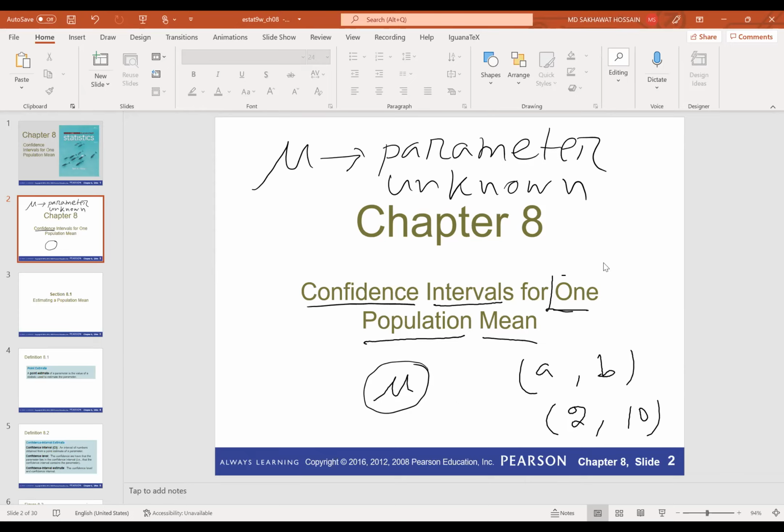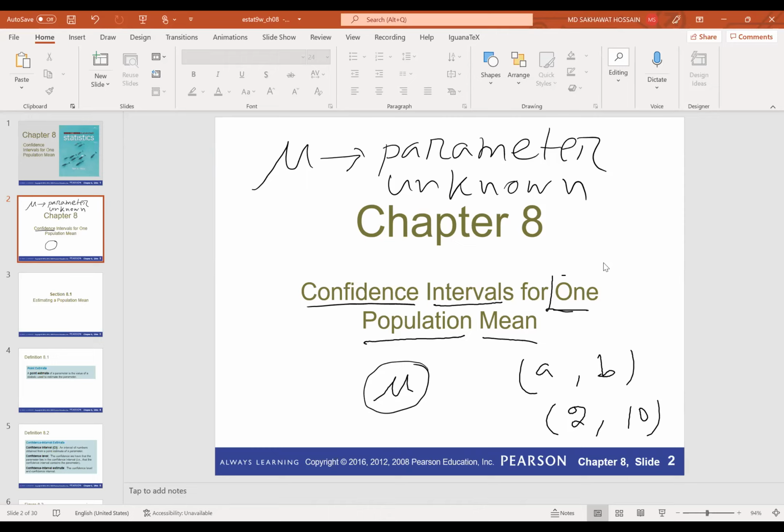Usually mu is unknown. So we do not know the value of mu. So what can we do? We can make inference about mu based on the statistic, right? So what statistic can we use to make inference about mu?